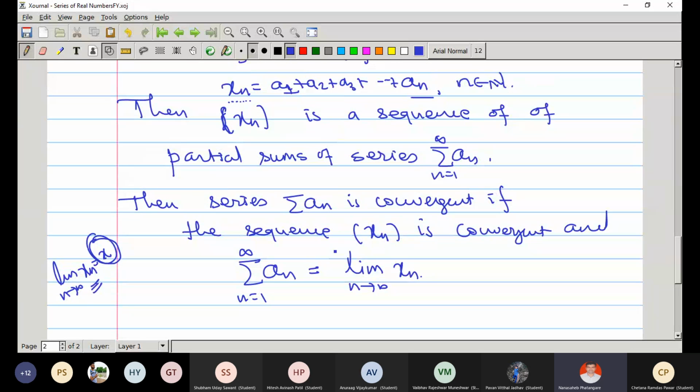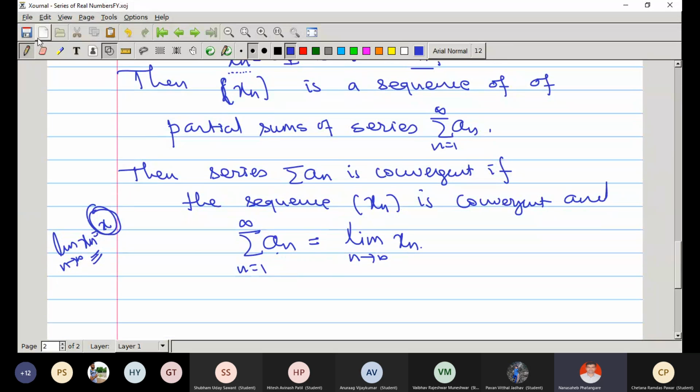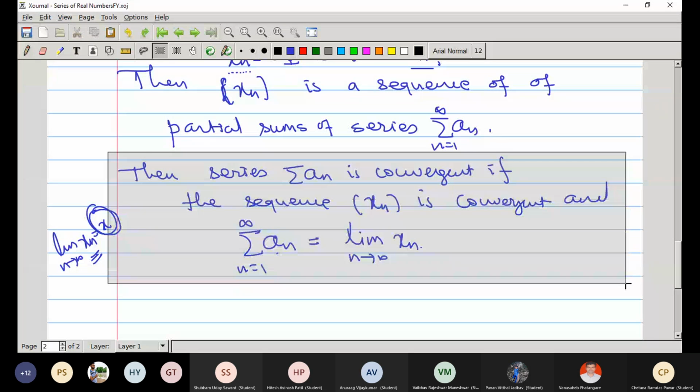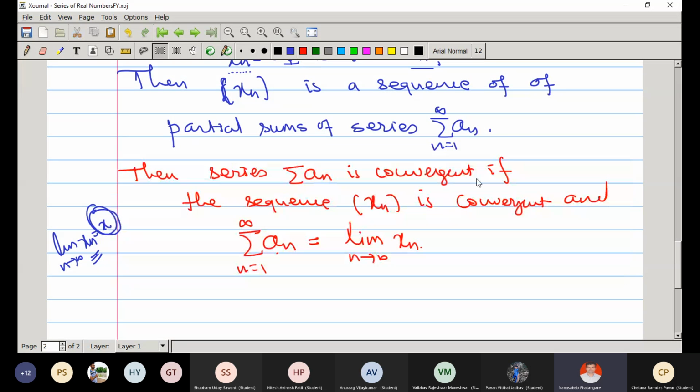That means if the sequence xn is convergent, then the series is convergent, or the sum is finite, and actually the sum is the limit of the sequence. This is an important point. What happens when the sequence is convergent? The series an is convergent if the sequence xn is convergent, and the sum of the series is nothing but that limit.